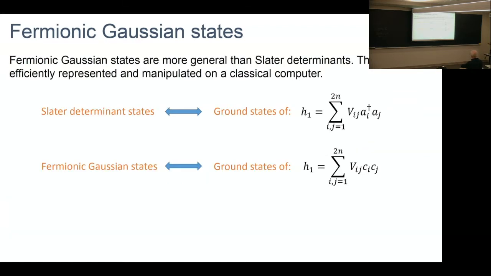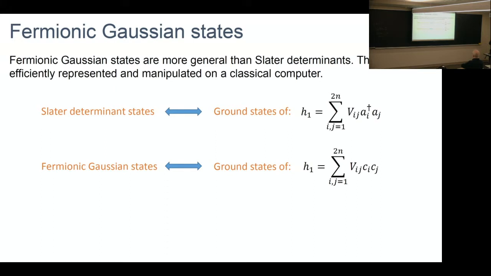These are more general than Slater determinants, but they can be efficiently represented and manipulated on a classical computer, which is very unusual. It's a very special thing. There are not many families of quantum states, like maybe the stabilizer states, that's another example of a rich family of n-qubit states that can be manipulated efficiently on a classical computer. There's really not much more than that beyond the Gaussian states.